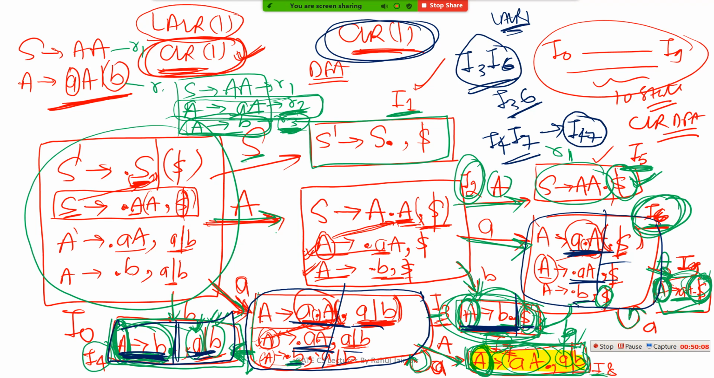Okay, and I have merged the third state and the sixth state, as well as the fourth state and the seventh state. Again, if you observe states I8 and I9, state I8 is AA dot, and state I9 is also AA dot, but the lookahead here is a dollar, while here the lookahead is AB. So in I8 and I9 the LR0 items are the same in both, only the lookaheads are different. That is why I will merge I8 and I9 as I89 in my LALR1 parsing table.